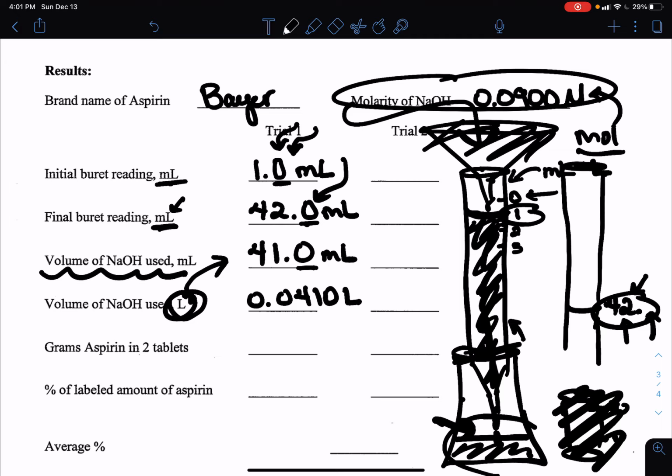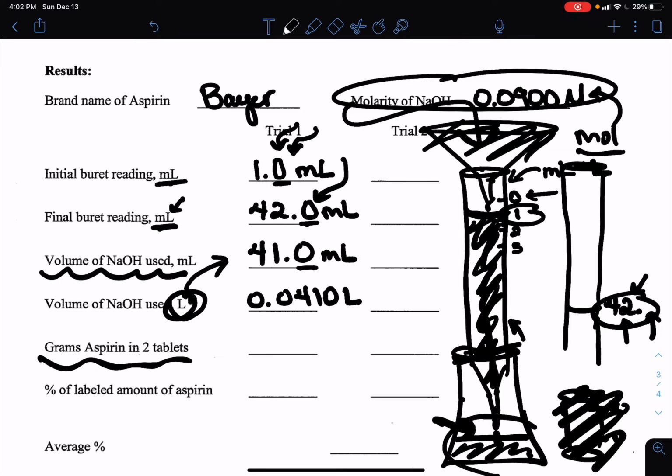And then it says, magically transform this into grams of aspirin in 2 tablets. Now, you can't just weigh the 2 tablets of aspirin on the balance because aspirin tablets not only have the aspirin molecule, acetylsalicylic acid, but they also have a starch in there and a coating around the pill so it goes down easy, and all of that stuff adds weight. So what we have to do is we have to do some stoichiometry here.